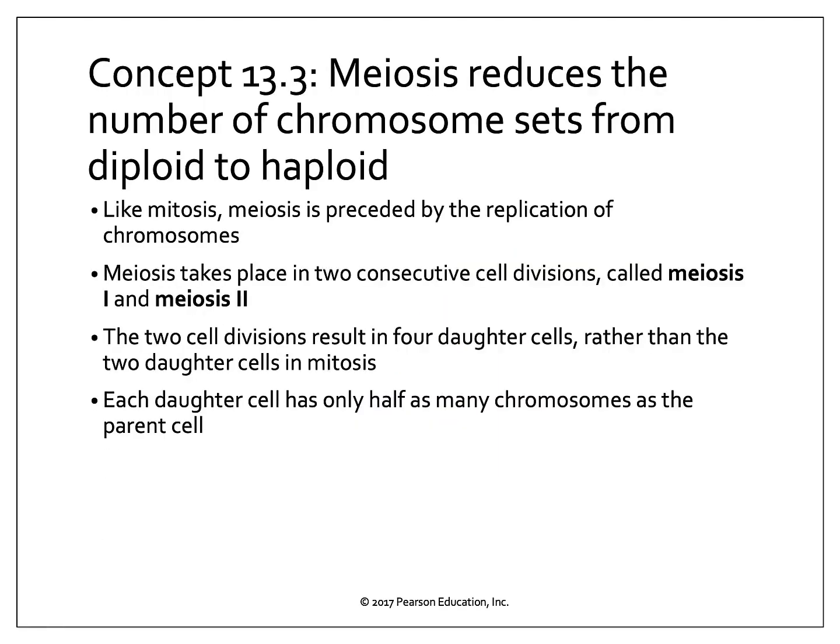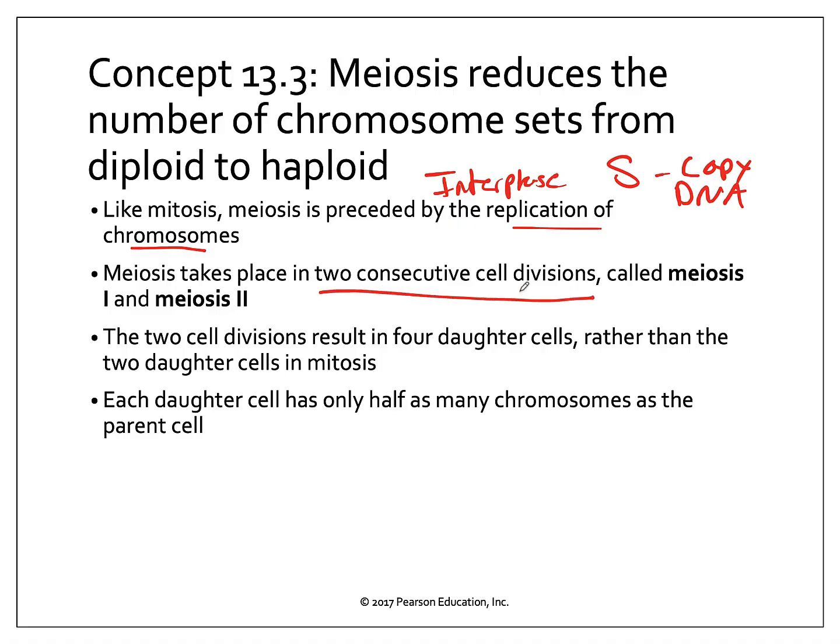So now we're going to go through all of the steps of meiosis. And meiosis, just like mitosis, has replication of chromosomes. So in interphase, we're going to go through the S phase, which is going to copy the DNA into multiple copies. Unlike mitosis, meiosis is going to have two cell divisions. So this makes sense. We're going to have two copies of DNA, but we need to cut the number of DNA in half. So we're going to cut it in half once with one division called meiosis 1, and then we're going to cut it in half again with the second division called meiosis 2.